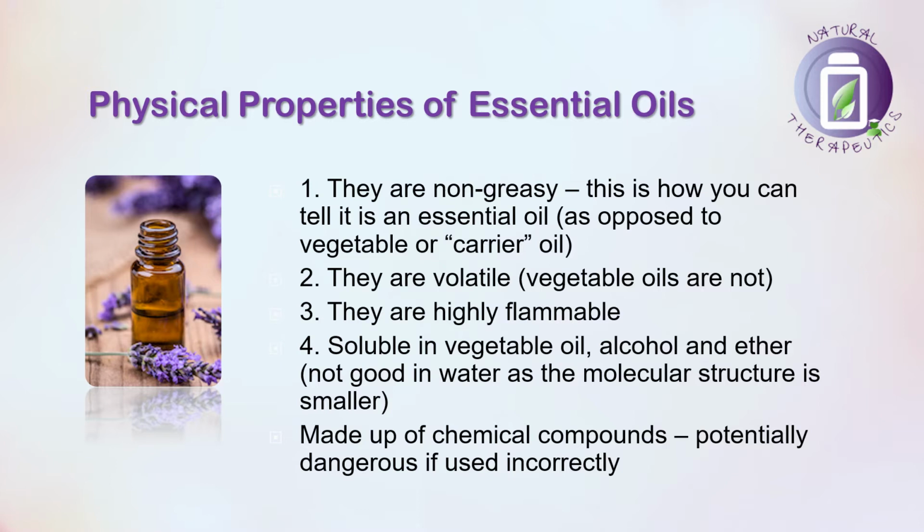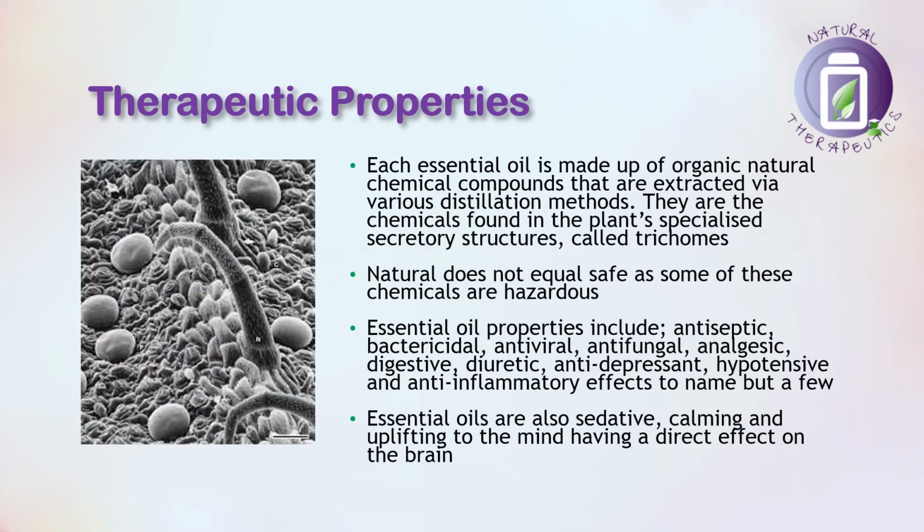So they're made up of chemical compounds. Each of these essential oils will have a GC result, a GC analysis, which is a printout showing all the chemical constituents of each essential oil, and that's how we know its quality and its therapeutic properties. So we've said each of these essential oils is made up of organic, natural, chemical compounds, and these are extracted via these various distillation methods that we've just mentioned, and these chemicals are found in the plant's specialized secretory structures called trichomes. So this image here is showing the trichomes in a leaf.